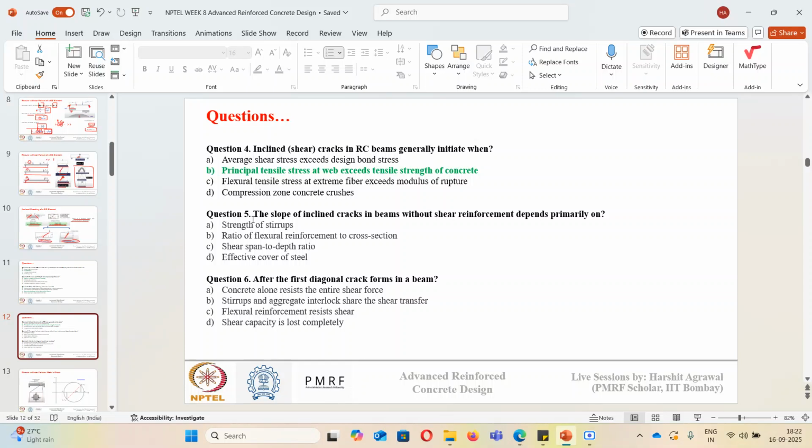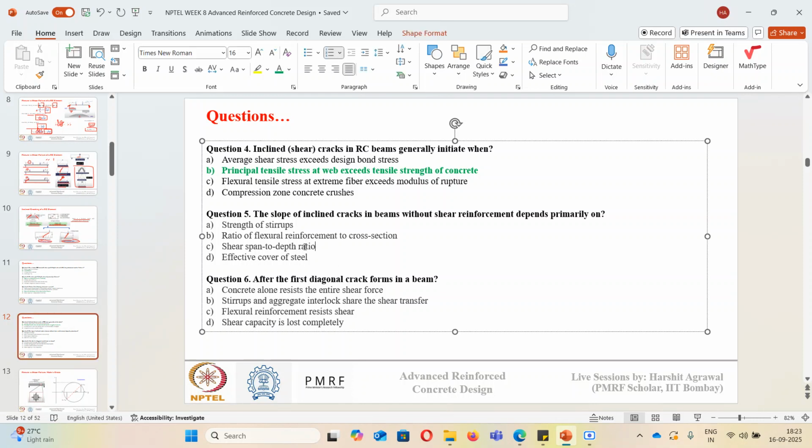Okay, question number 5: the slope of inclined crack in beams without shear reinforcement will depend on what? Suppose I have not provided the shear reinforcement. So the slope of the crack that happens, on what factor will it depend? Yes, the correct answer is C.